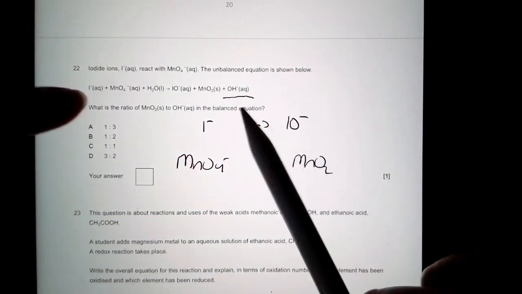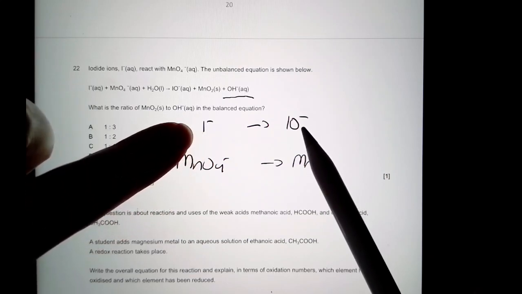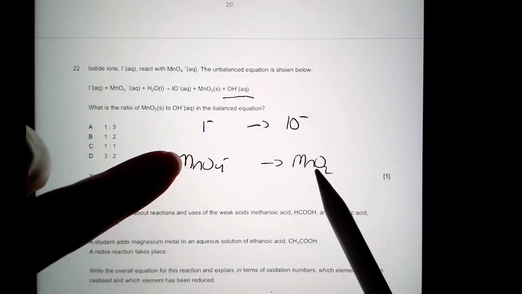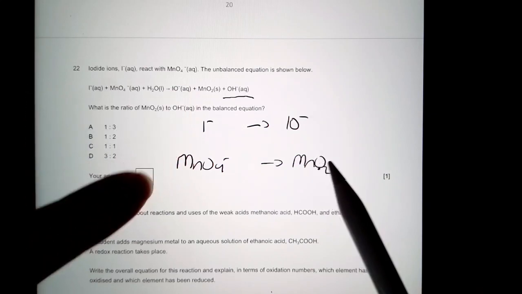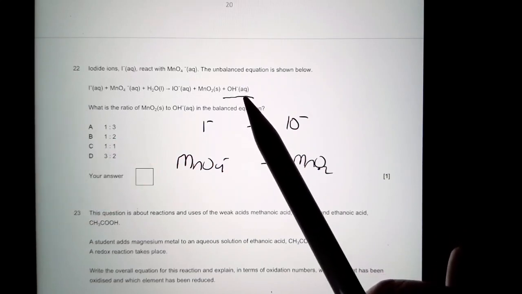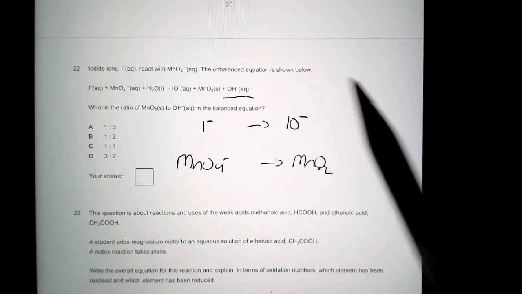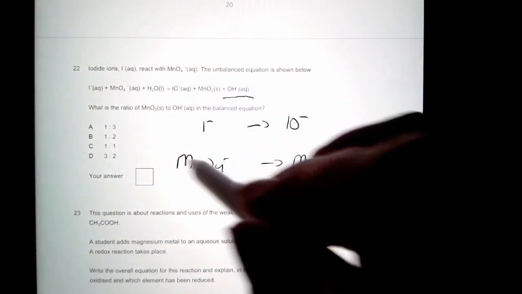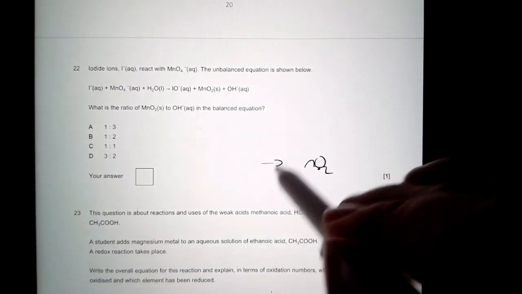Again, I'm just picking out the things that aren't hydrogen and oxygen. The iodine, what is it on the left, what is it on the right, the manganese, what is it on the left, what is it on the right. You write those two half equations under alkaline conditions because it's OH- in my original equation, whack them both together and it will be balanced and you'll be able to see your ratio. Your other option is, again, they've already written the equation for you, so to go and write all these half equations feels a bit long.